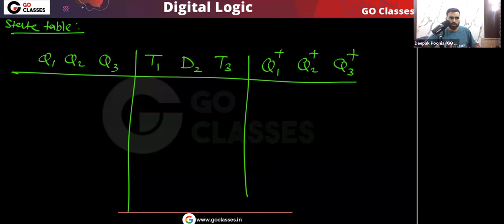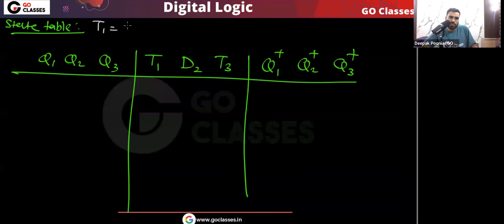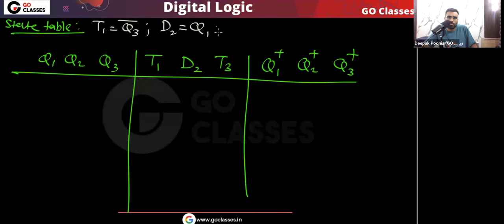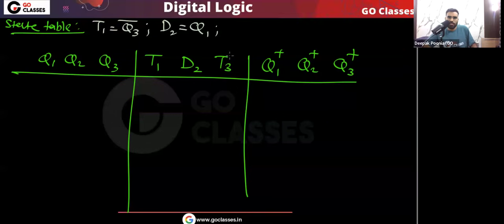Now let me also write the flip flop input equations that we have found. T1 equals Q3 complement. D2 is Q1. And T3 is Q2.